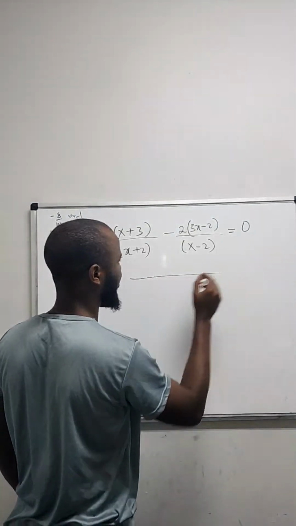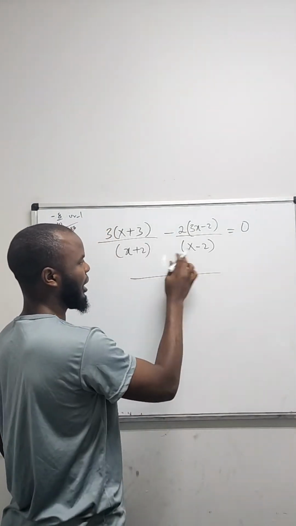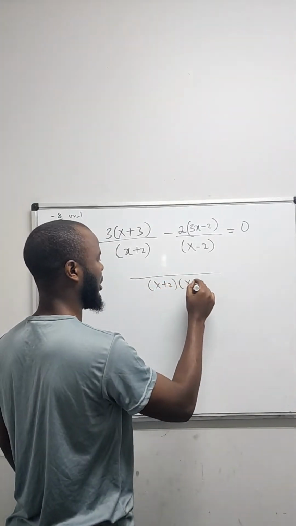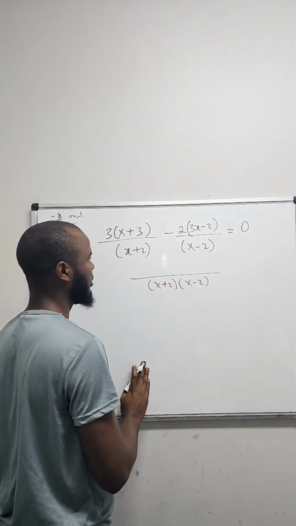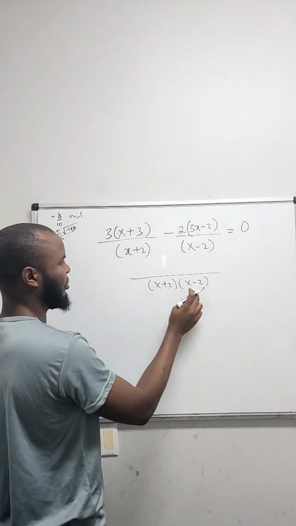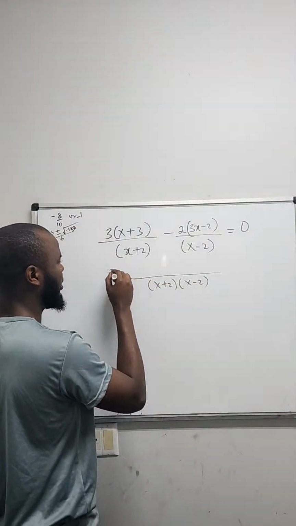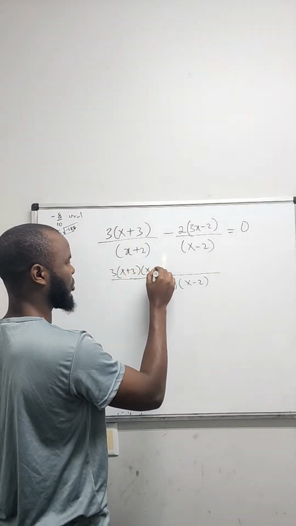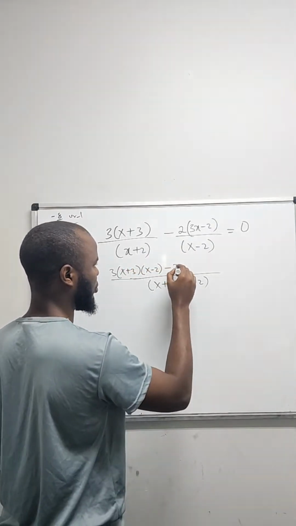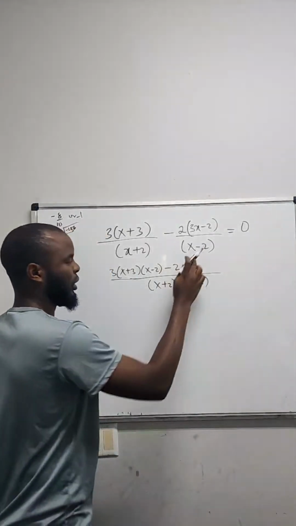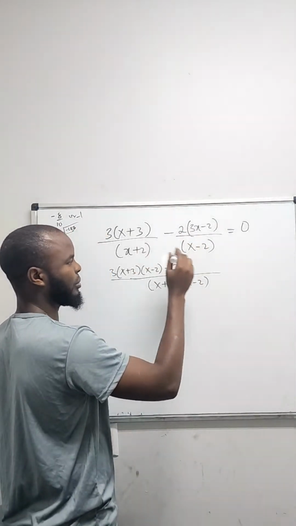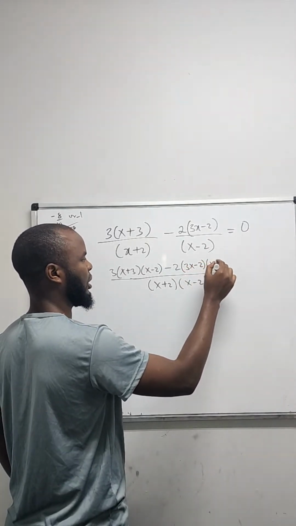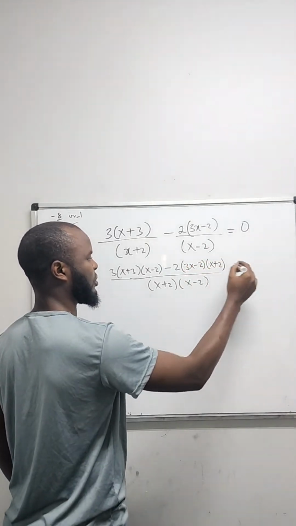Now, the first thing is to find the LCM. The LCM of this is going to be x plus 2 times x minus 2. So you have 3 times x plus 3 times x minus 2, minus 2 times 3x minus 2 times x plus 2 equals 0.